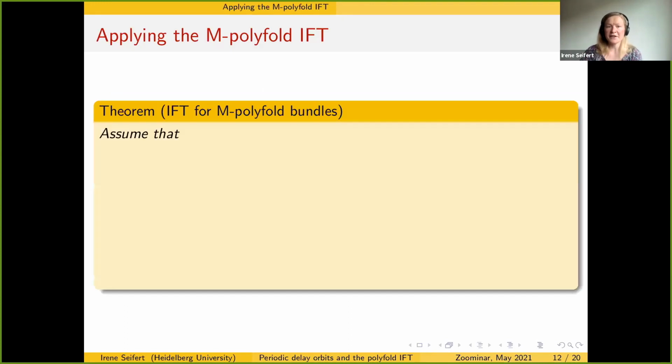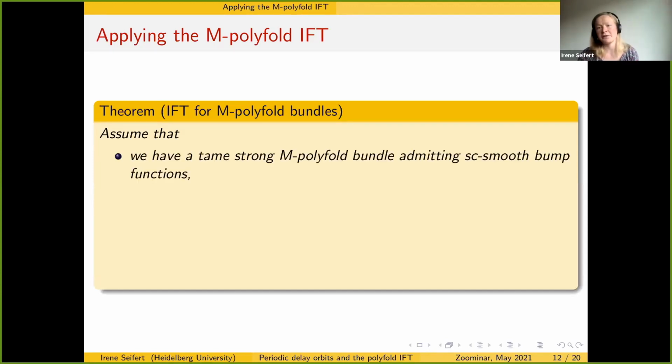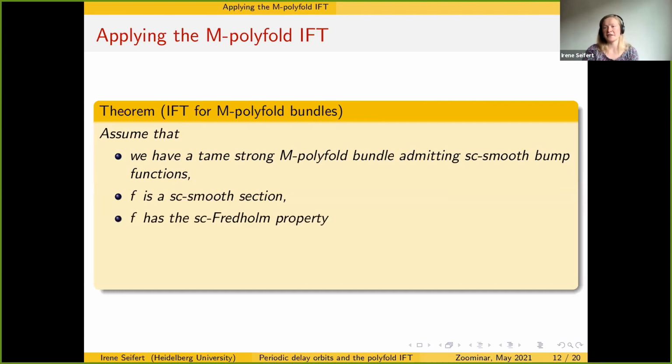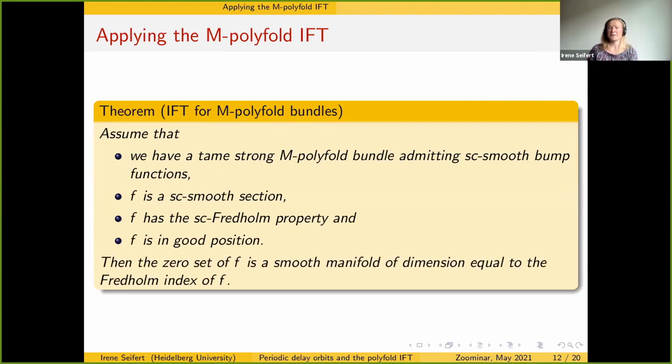So this implicit function theorem, what does it say? When we start with a tame strong n-polyfold bundle, which admits scale smooth bump functions, and we have a scale smooth section, which additionally has the scale Fredholm property, and it is what is called in good position, then the zero set of this section is a smooth manifold, so really a classically smooth manifold of dimension equal to the Fredholm index.